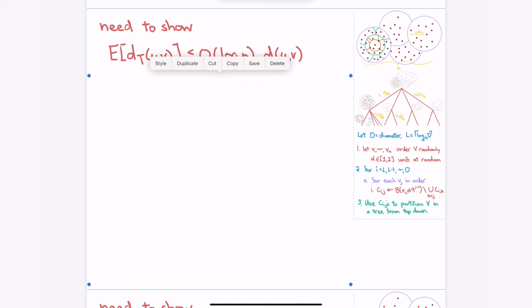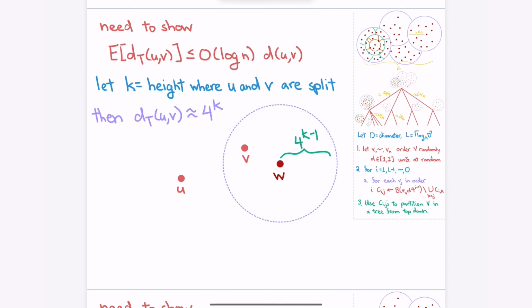This doesn't seem very interesting. Okay, so we need to show this. Let's break it down and introduce some notation.